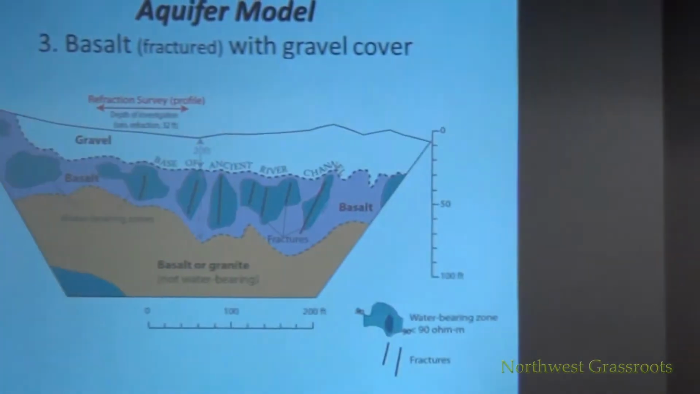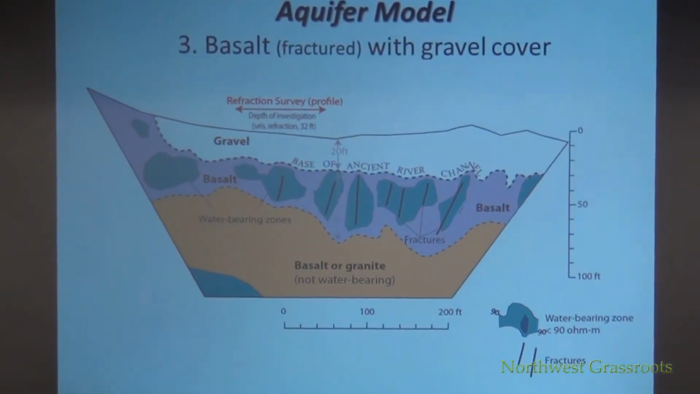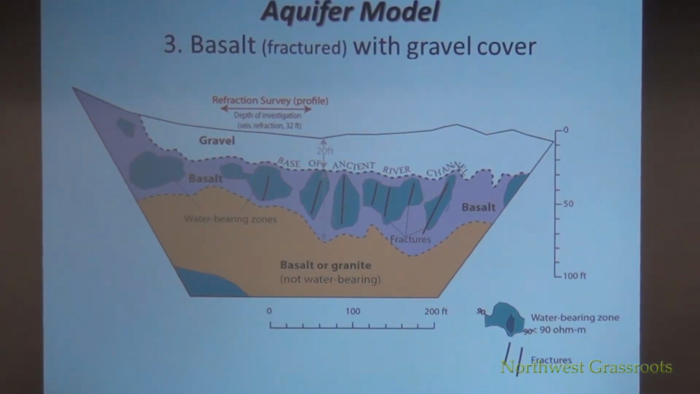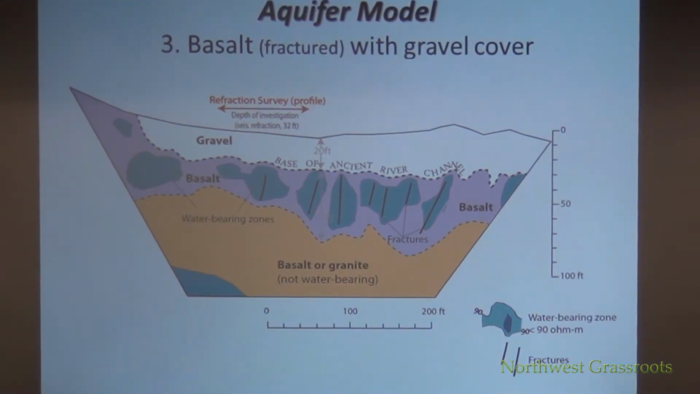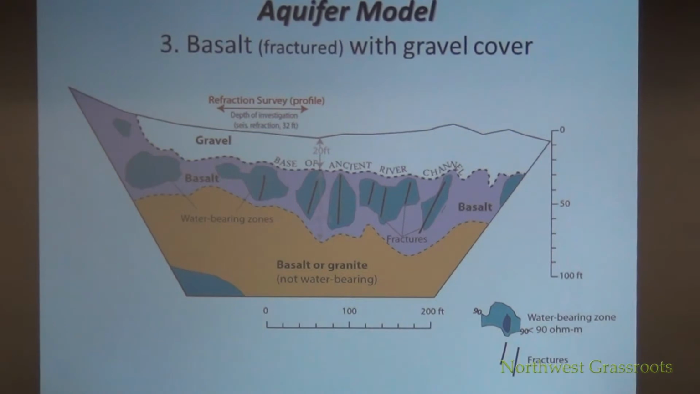Okay, and then here, this is the final model. So I just showed the basalt as broken with fractures with this symbol. And so it's fairly simple, like that.